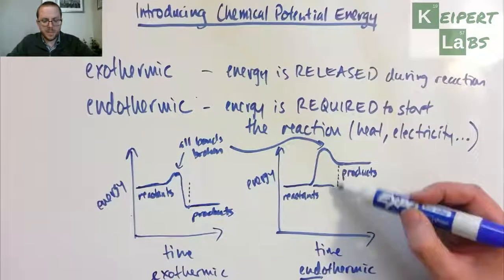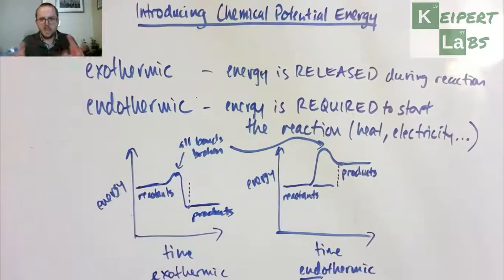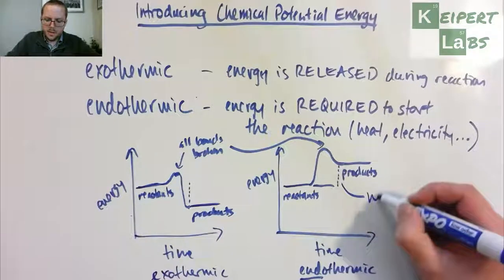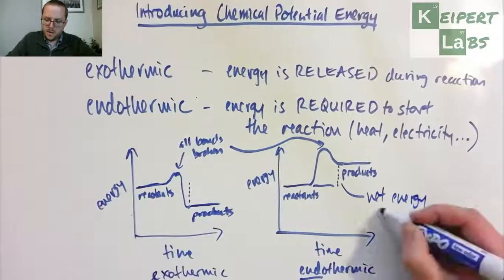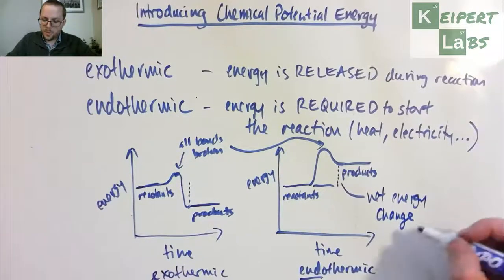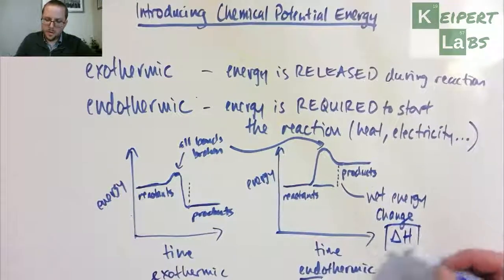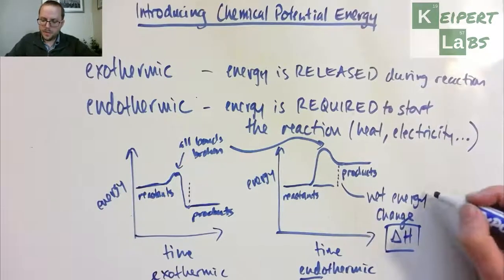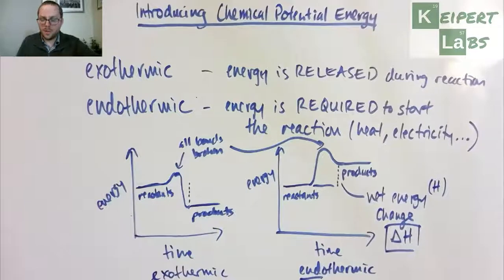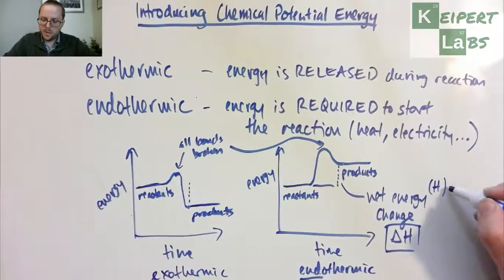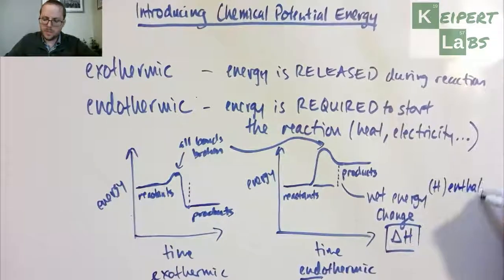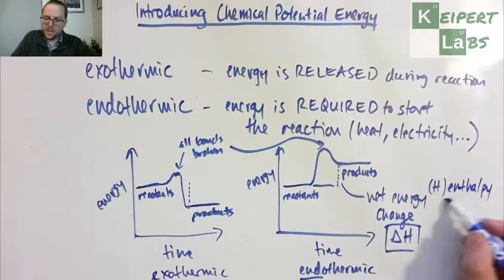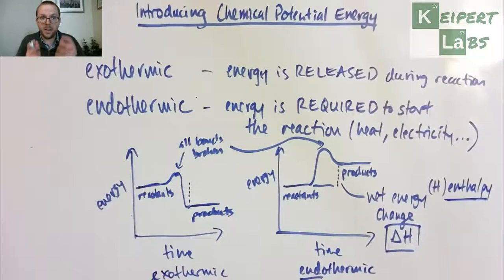Okay, and the energy difference between the two things there is the net energy change. Okay, and we give that a name. The net energy change, we call it delta H. Okay, change is delta, and the stored energy we represent as a letter H, which stands for the word enthalpy, which is basically just a chemistry word for stored energy, or energy stored in the connections within particles.